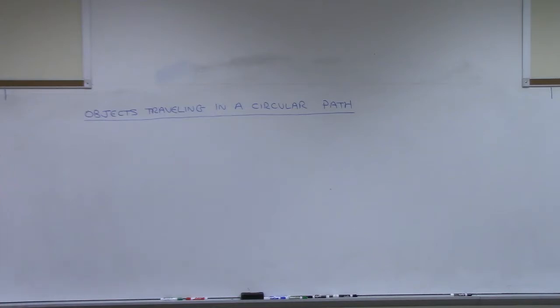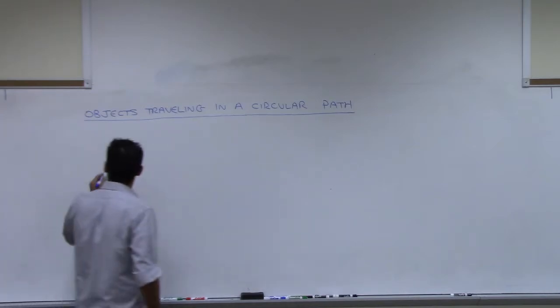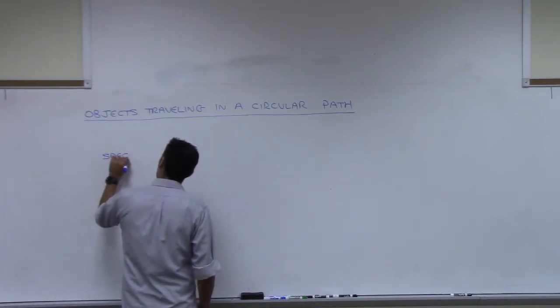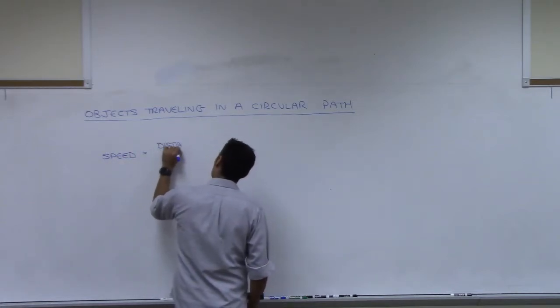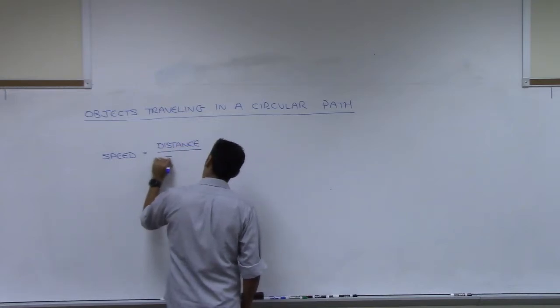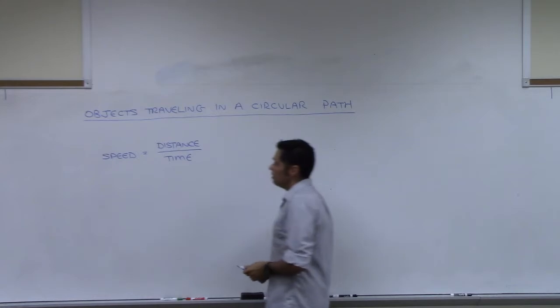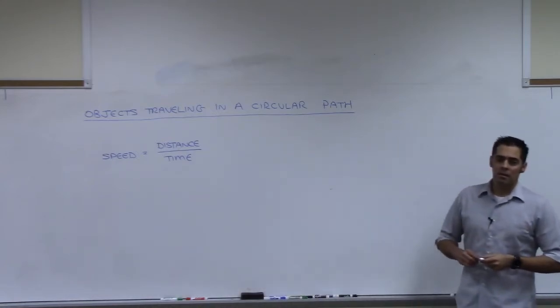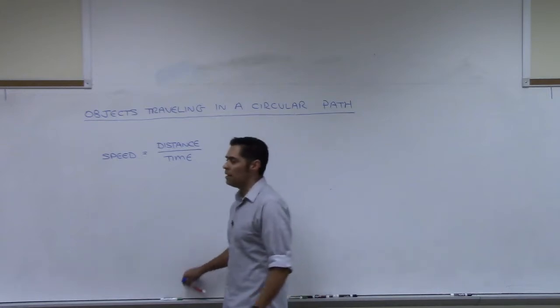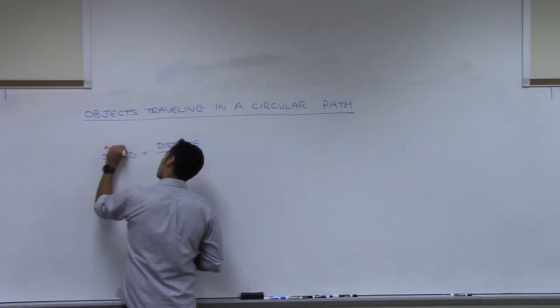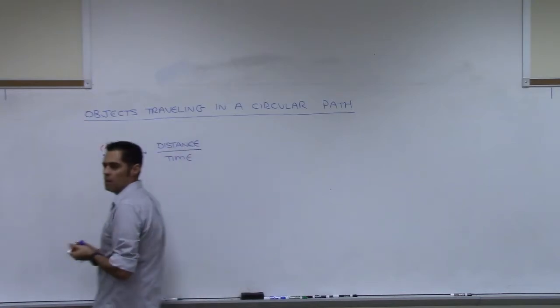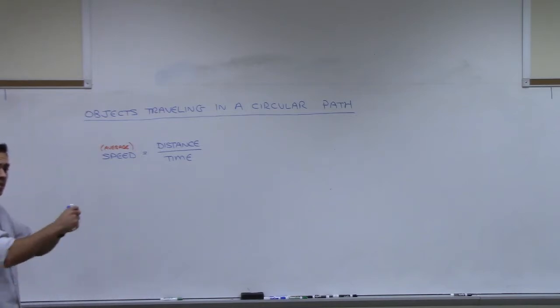Before I get too deep into this, let's talk a little bit about speed. You've heard the word speed before. Speed is defined to be the distance you travel divided by the time it takes you to travel that distance. Now I need to clarify something. This is actually average speed. Your average speed is the distance you travel divided by the time it takes you to travel that distance.